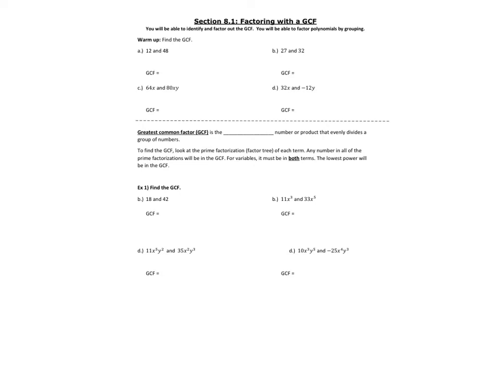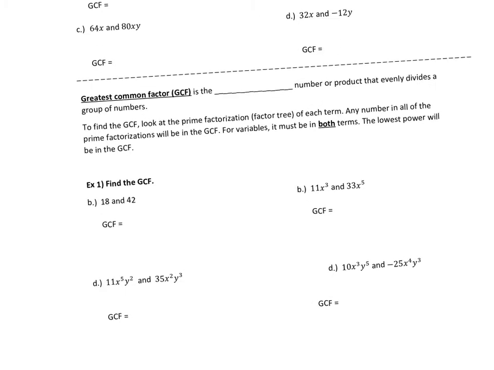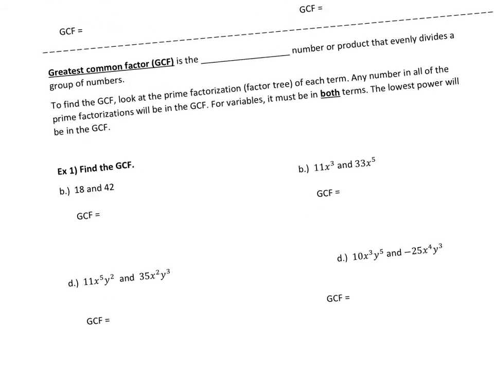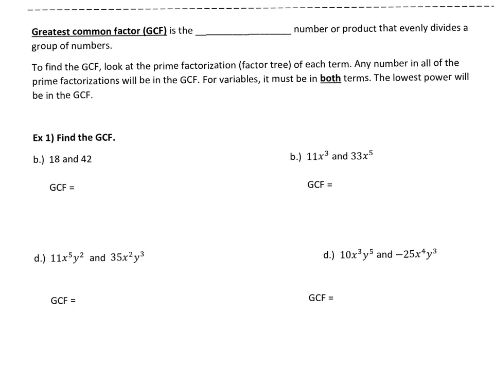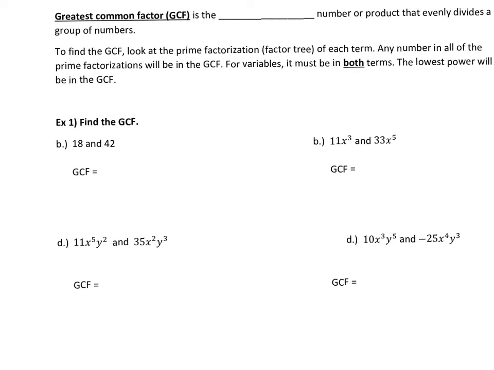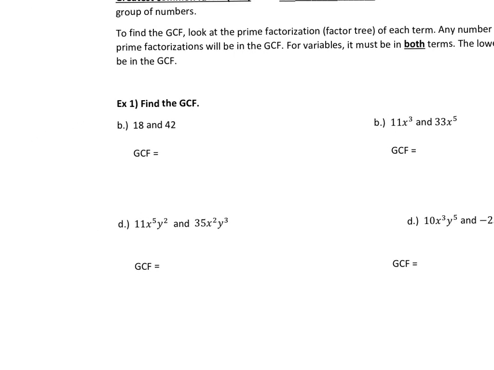Alright, so starting with 8.1, all you're looking at is the GCF, which is the greatest common factor. Let's take a look at example 1, this 18 and 42 here. When you're doing this one, you want to go through and see what the greatest common factor is.